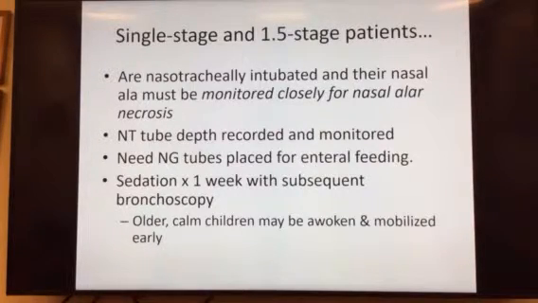And these patients will need sedation for 1 week in the pediatric ICU with subsequent bronchoscopy. Older and calm children may be awoken and mobilized early. This is if they are able to tolerate nasotracheal intubation and walk around and not be irritated by that.